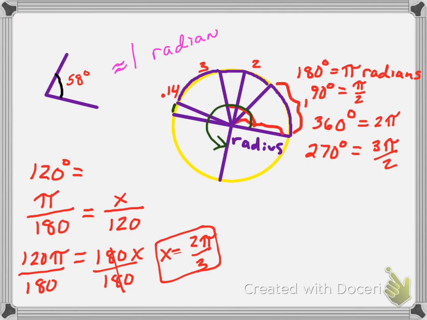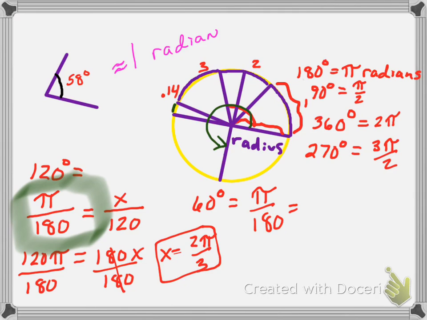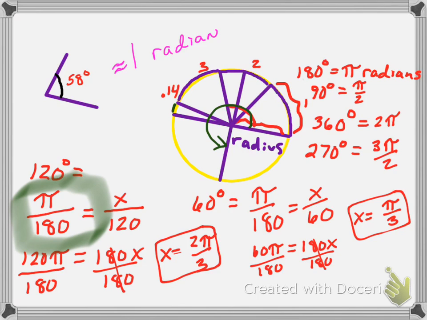Okay? You try one. See if you can do 60 degrees. For this one, you would set up pi over 180 equals x over 60. Cross multiply, reduce your fraction. You would get 1/3, which we would write pi over 3.